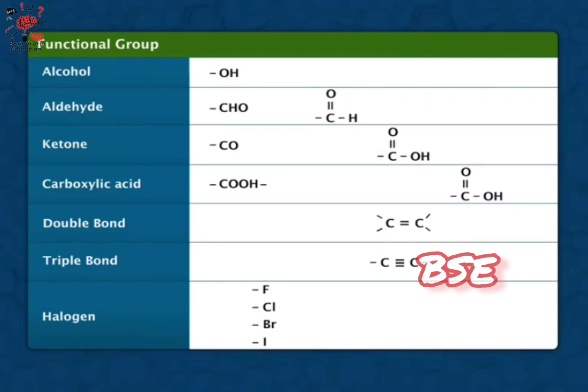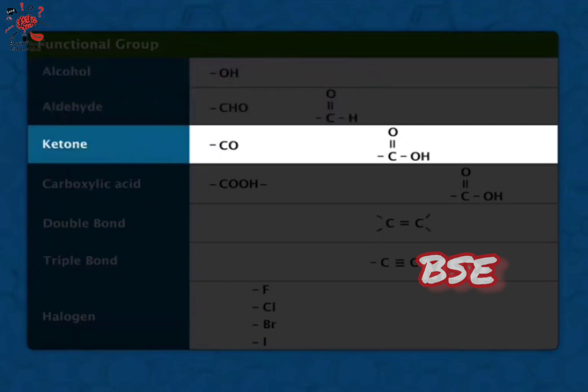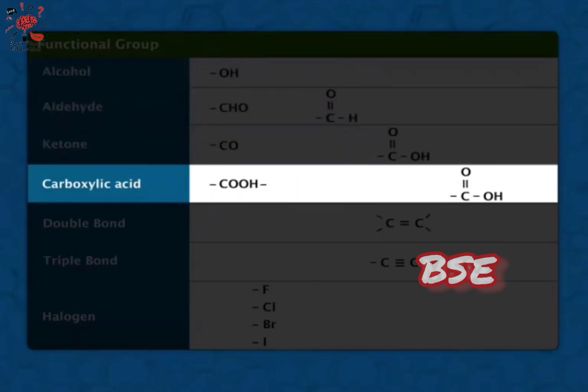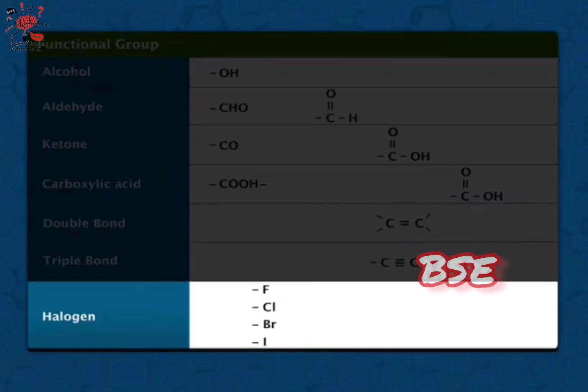Some common functional groups are alcohols, aldehydes, ketones, and carboxylic acids. Double and triple bonds are also functional groups. Another functional group is of the halogens, such as fluorine, chlorine, bromine, and iodine.